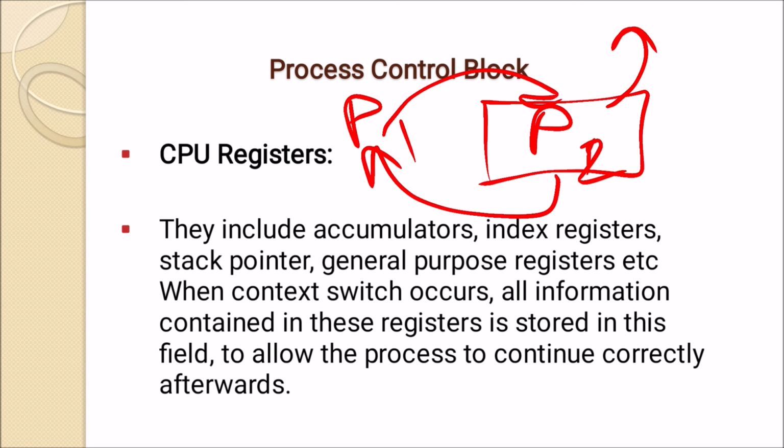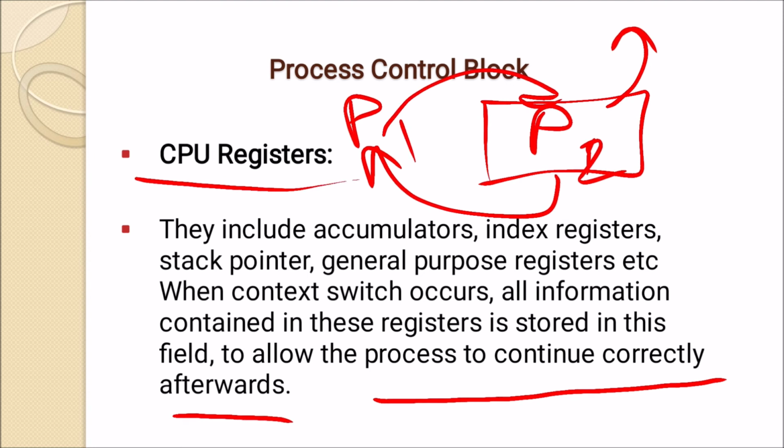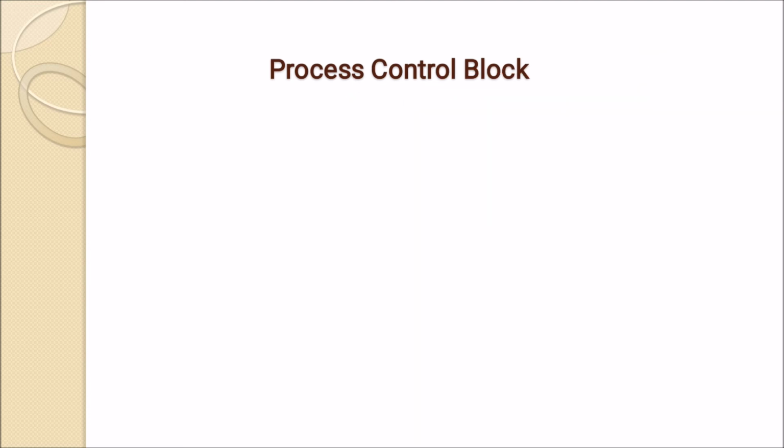Now P1 is running. All the data is stored in this field, the CPU registers, so that the process can continue correctly afterwards. So whenever process P1 comes again, it will continue properly. The previous data regarding registers and all the information is stored in the CPU registers.